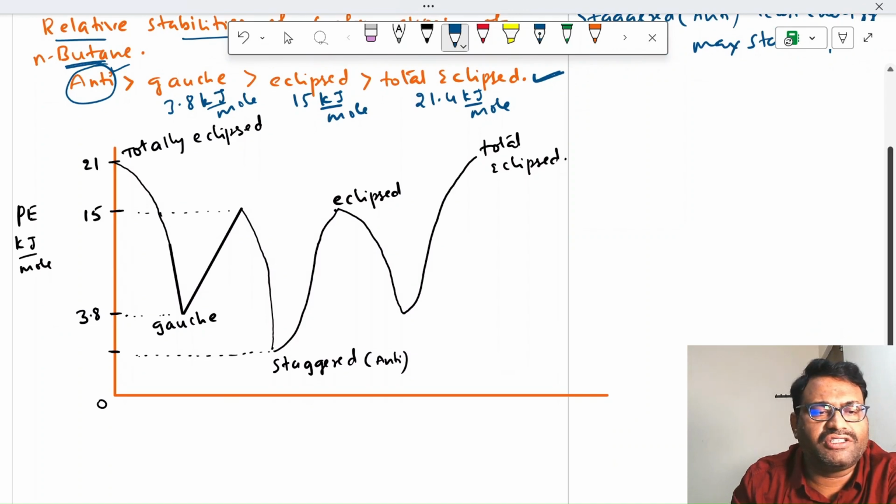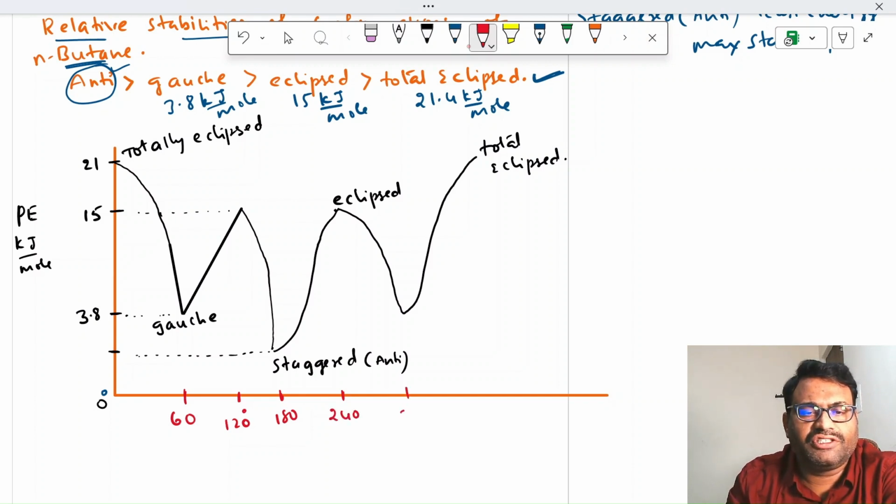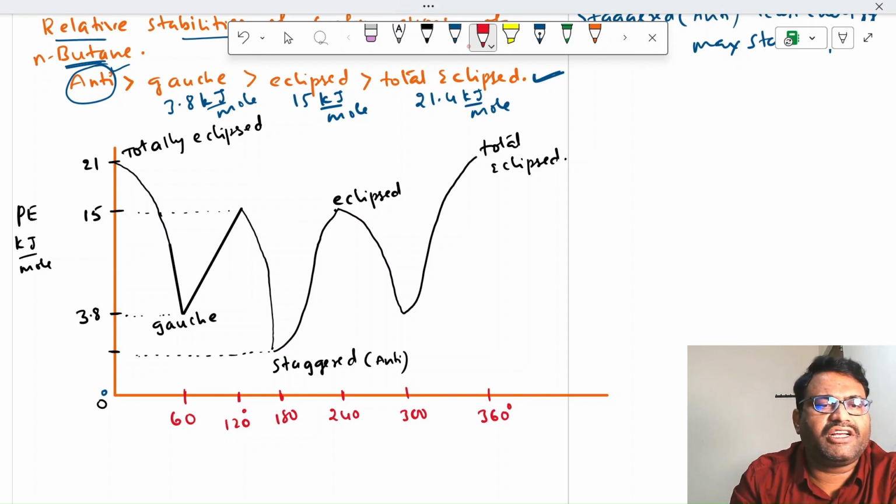Here this is 0 degrees. We are rotating it through an angle of 60. When it is rotated through an angle of 120, this is 180 rotation. This is 240, this is 300, this is complete rotation 360 degrees. Okay, so now let us take it is 0 degrees, that is dihedral angle is 0.